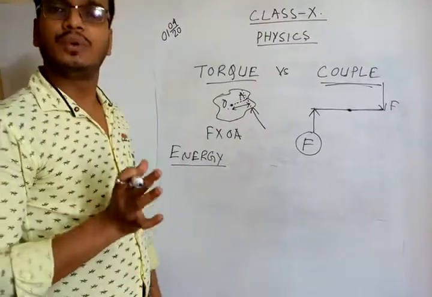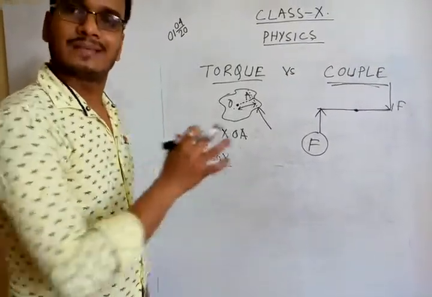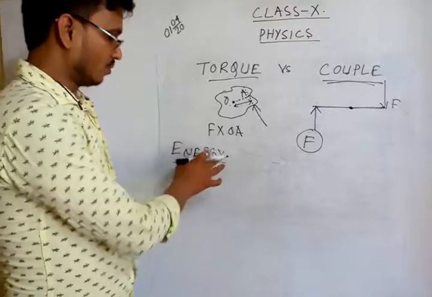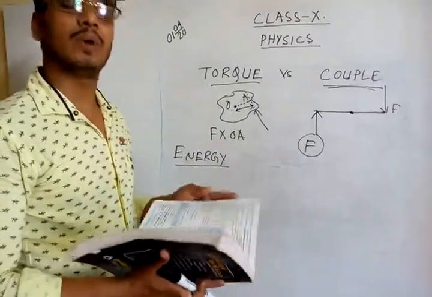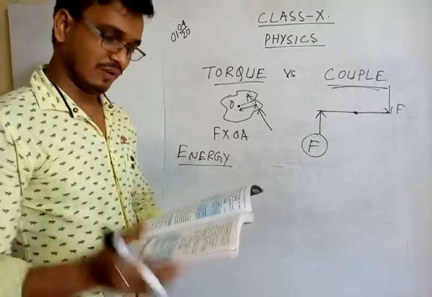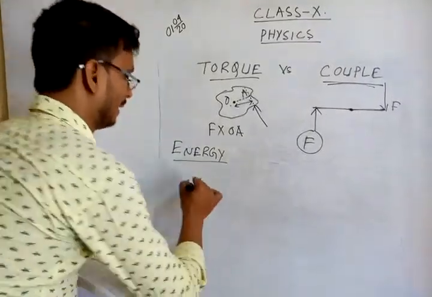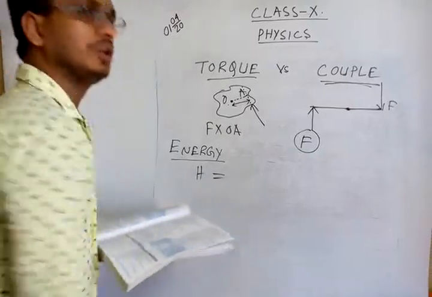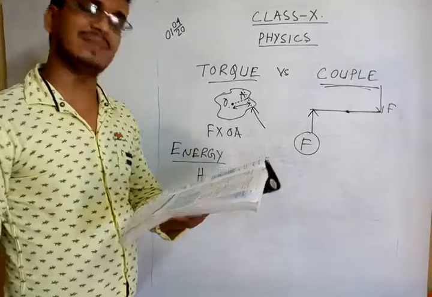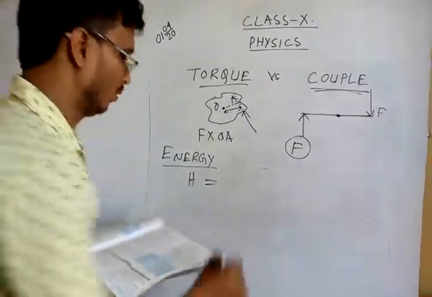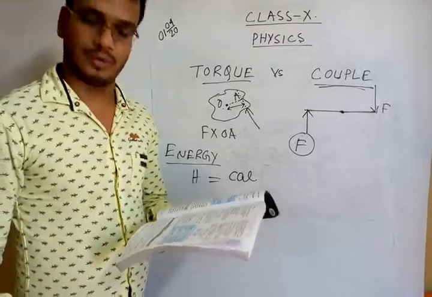Whatever the unit of work is, that is the same unit for energy. As work is a scalar quantity, energy is also a scalar quantity. But in some cases the unit is different. For example, when we calculate heat energy, we usually measure it in calories. When we discuss heat energy, we calculate the energy in calories.